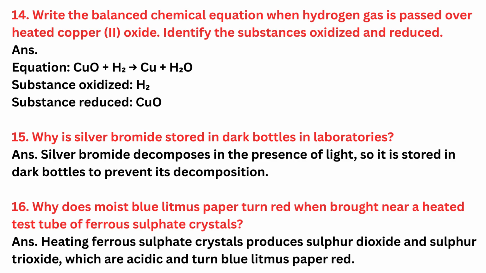Question number 15, why is silver bromide stored in dark bottles in laboratories? Answer, silver bromide decomposes in the presence of light, so it is stored in dark bottles to prevent its decomposition. Question number 16, why does moist blue litmus paper turn red when brought near a heated test tube of ferrous sulfate crystals? Answer, heating ferrous sulfate crystals produces sulfur dioxide and sulfur trioxide, which are acidic, and turn blue litmus paper red.